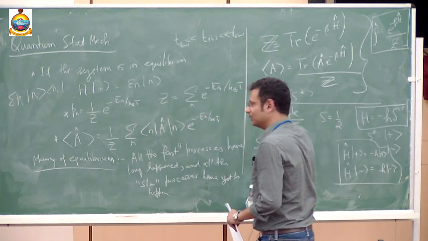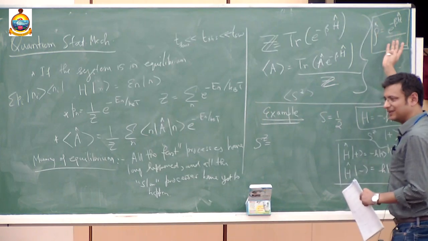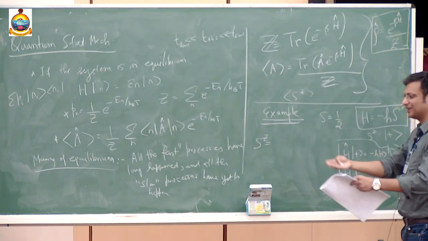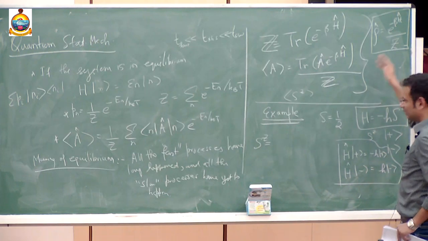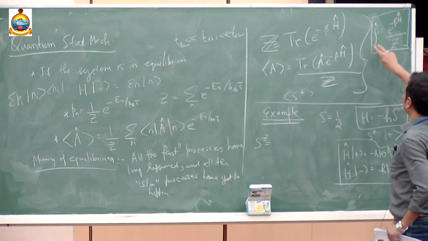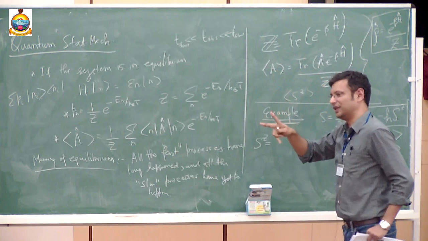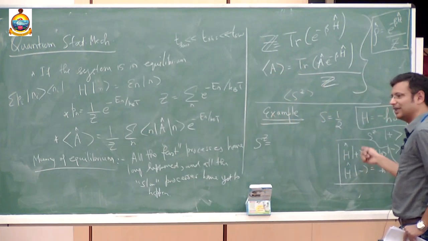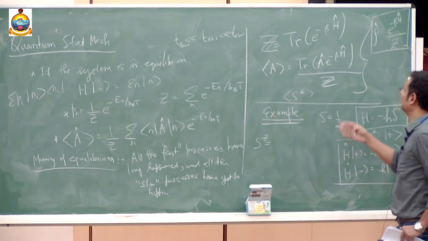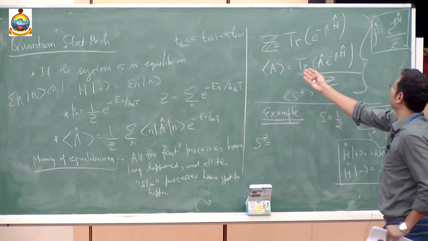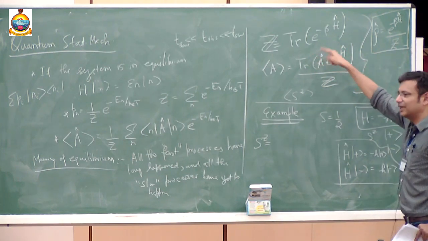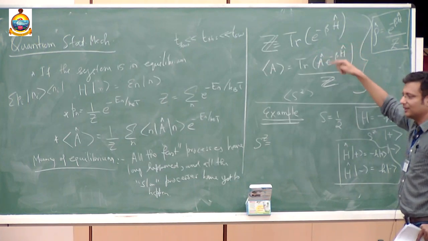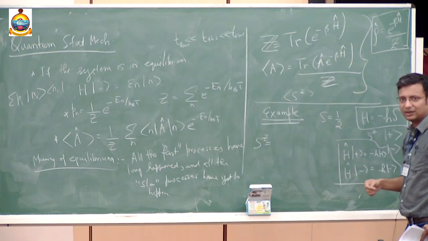So let me do that example here. This is the general definition, right? And then for a specific case, you do a specific calculation. I'll do an example in which I calculate these things in two ways. One is just by going into the energy eigenbasis. That's very simple. The other is, if you wish, by expanding this exponential, doing a Taylor expansion, and then actually calculating the trace. That's another way of doing it.